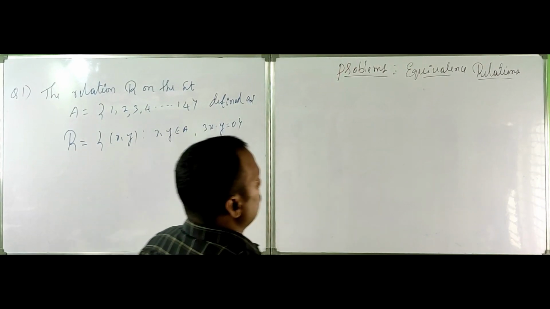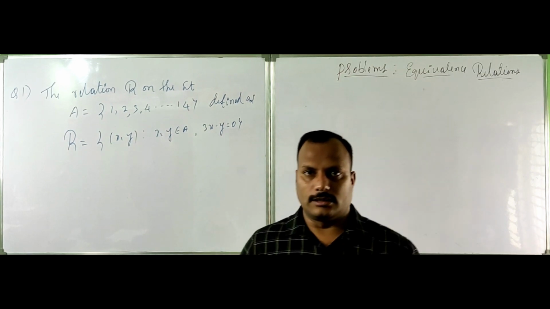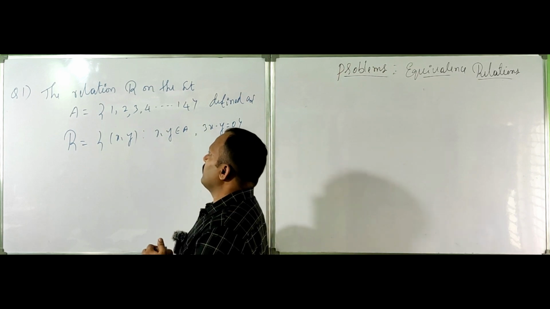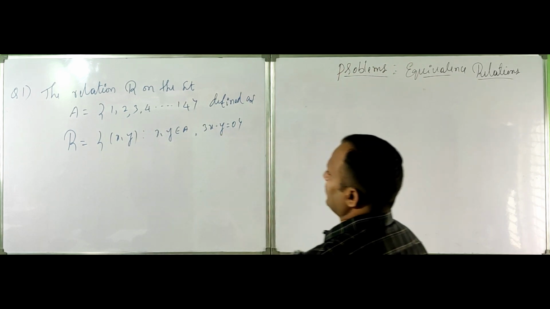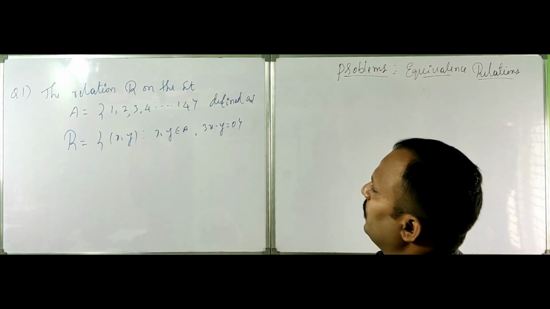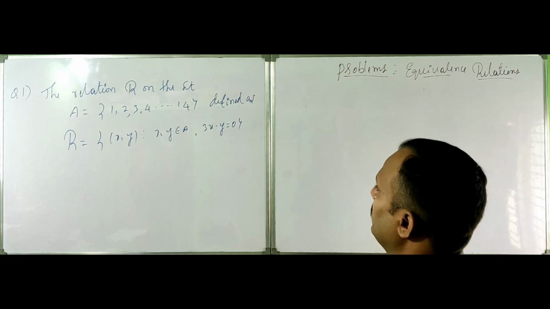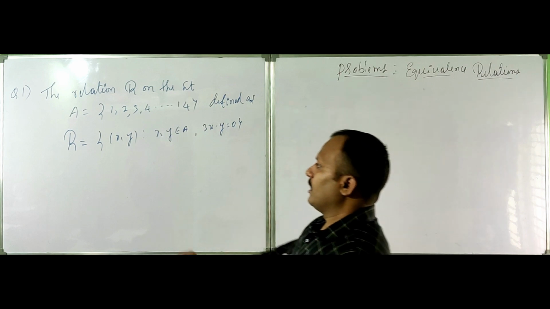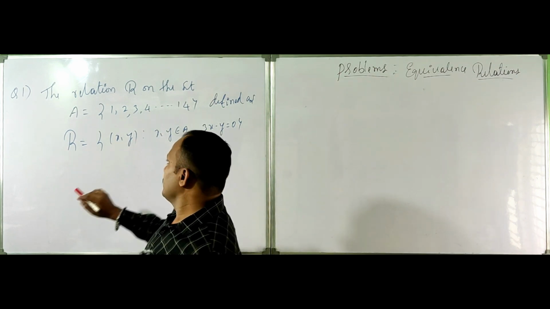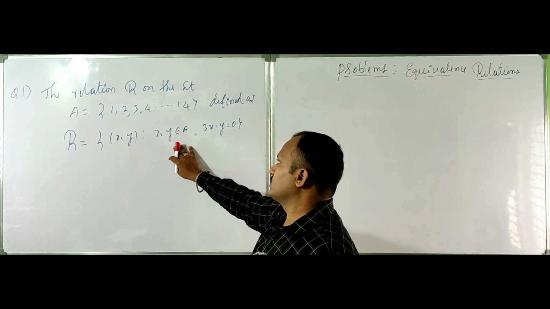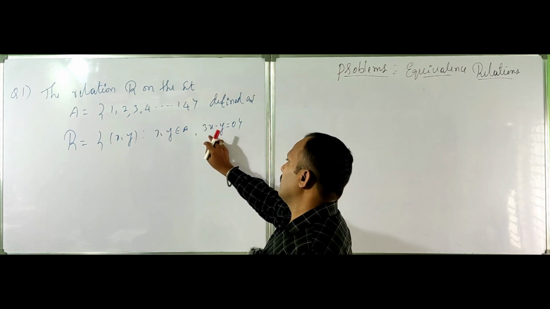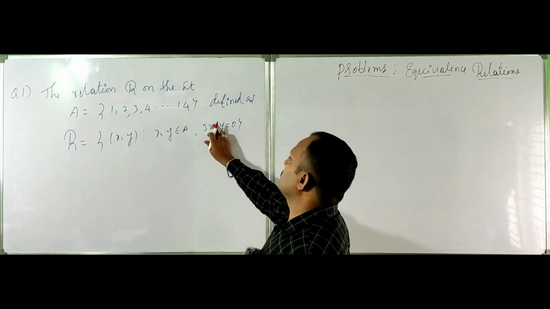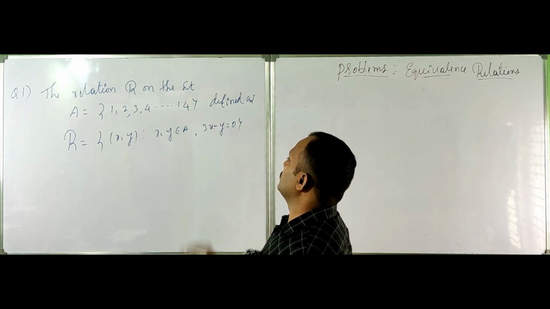First question is based on reflexive, symmetric, and transitive. The relation R on the set A equal to 1, 2, 3, 4 up to 14 is defined as R equal to the set of (X, Y) such that X and Y belong to A, and the condition is 3X minus Y is equal to 0.